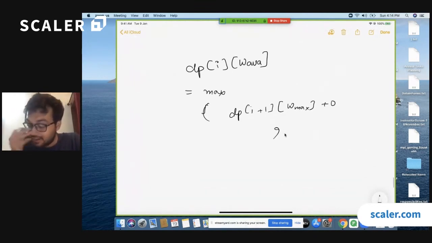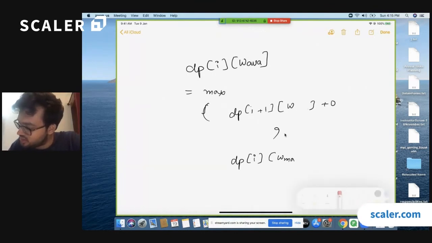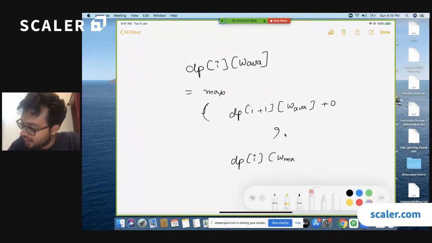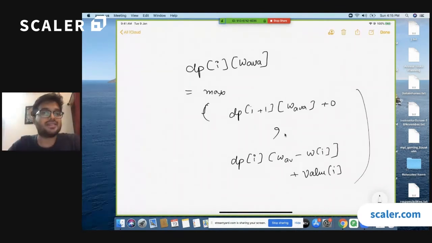The other option is that if you wanted to select it, you will not go to dp of I plus 1 here, you still remain at dp of I, because I want to give it chances further down the line also to select this one more time, two more times, three more times. And w available will not change in the first case. In this case, it will change because I've selected it one time, and the available weight would reduce, so it would become w available minus weight of the ith element, plus the value of the ith element. Does that make sense to everybody?